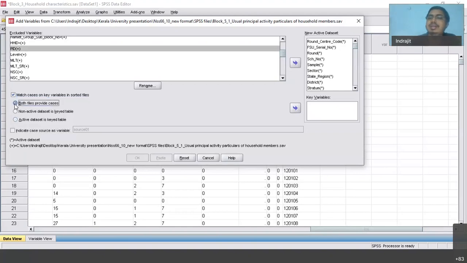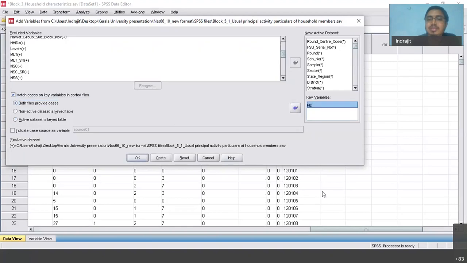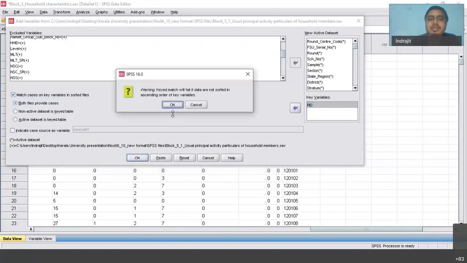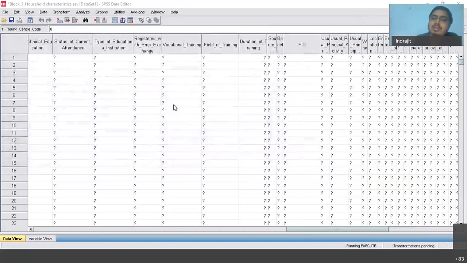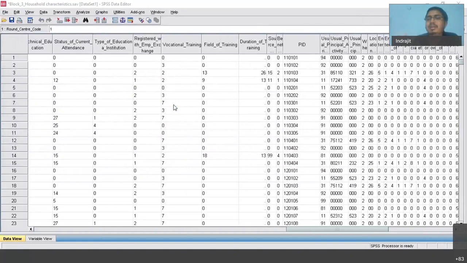Both files provide cases. So let me click on the key variable. Let me click on OK. Then the message will come: key match will fail if data are not sorted in ascending order of the key variable. So let me click on OK, since we have already sorted the PID variable before going to this.